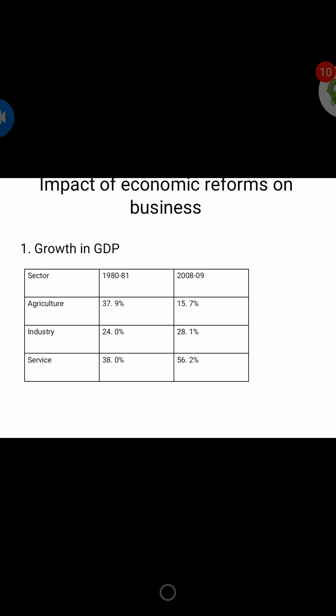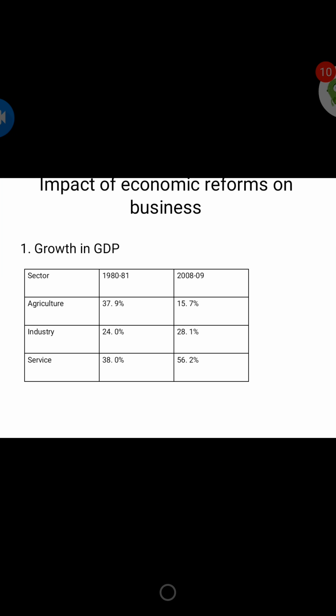Today's topic for the discussion is the impact of economic reforms on business. The new economic policies have contributed to economic growth and development. These policies helped to reach the desired socio-economic objectives. The first under this is growth in GDP. You may see the table below.